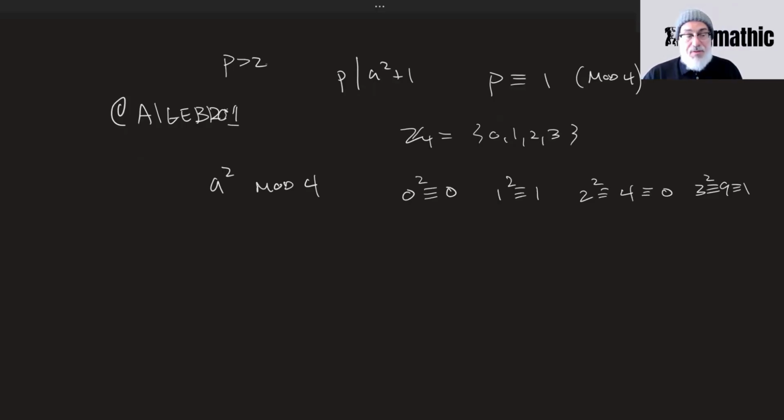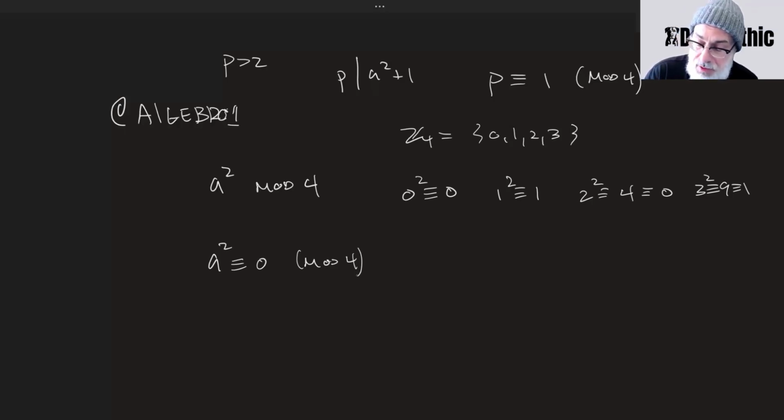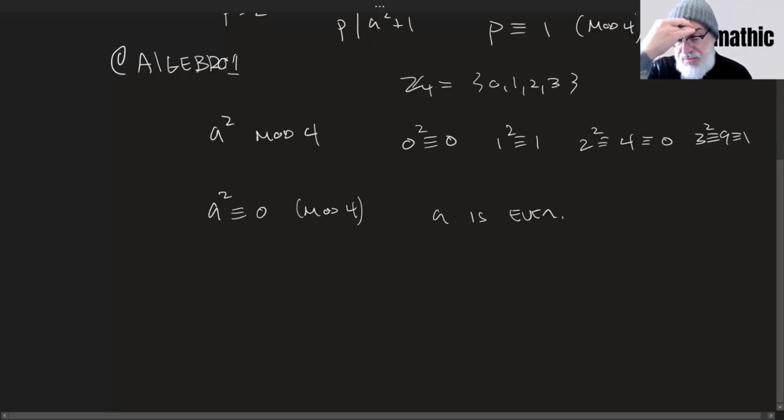All right, so I have these things. If a squared is 0 mod 4, that means it's even, right? So that means a is even. And if a is even, if I add 1, I get odd. Okay, so that makes sense.